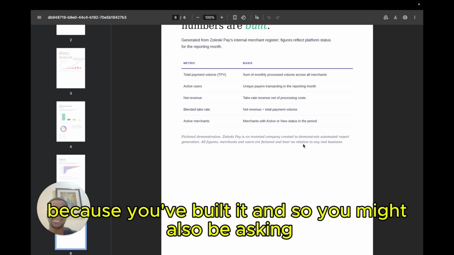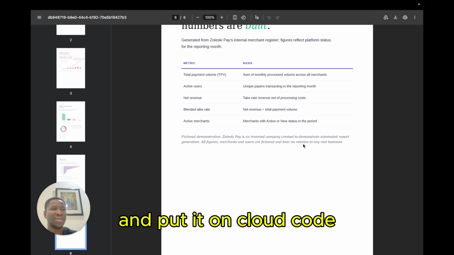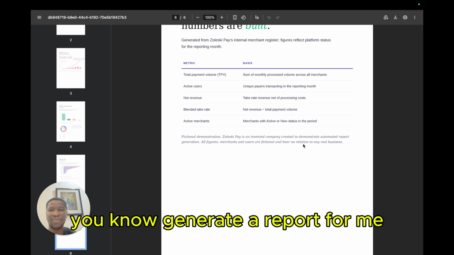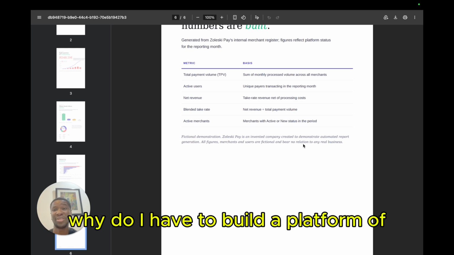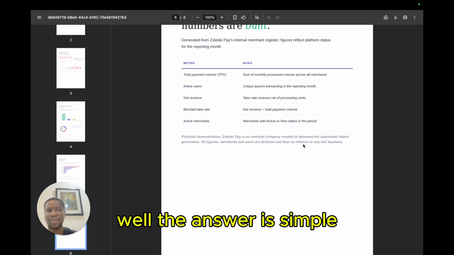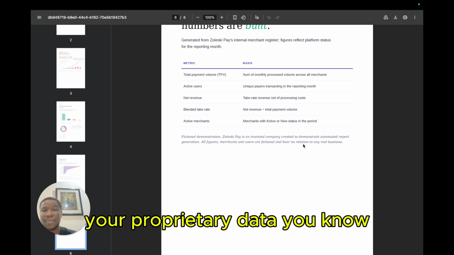And so you might also be asking, okay, why don't I just take this information and put it on Claude Code, put it on ChatGPT, and just let it generate a report for me? Why do I have to build a platform that I own and have this generate? Well, the answer is simple. Do you really want all these platforms owning your proprietary data?